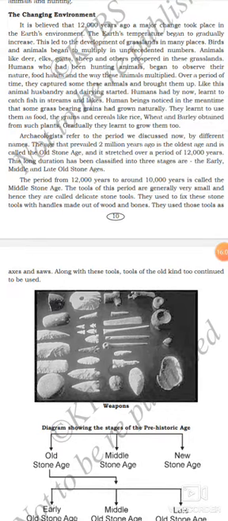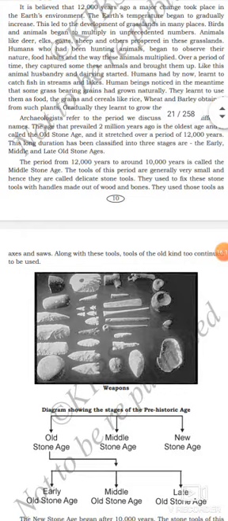Human beings noticed in the meantime that some grass-bearing grains had grown naturally. They learned to use them as food. The grains and cereals like rice, wheat, and barley were obtained from such plants. Gradually, they learned to grow them too.